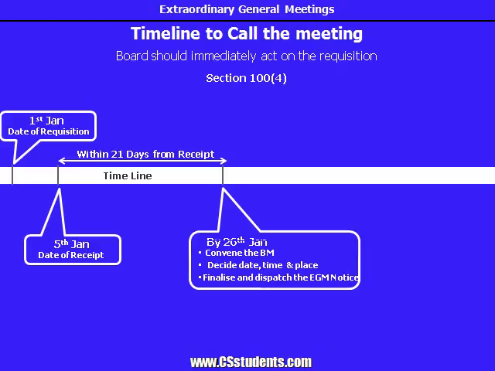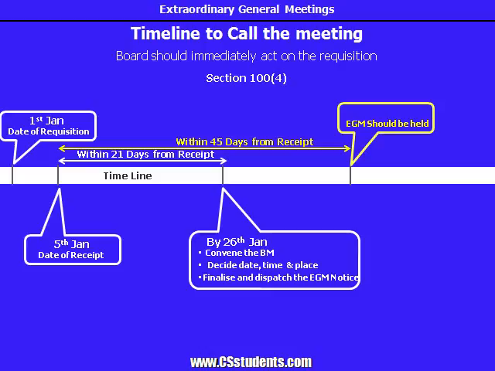Means by 26th January, the board will have to decide the date, time, place of extraordinary general meeting, and send notice to the shareholders. And such extraordinary general meeting must be held within 45 days from the date of receipt of requisition. So, in our example, if the requisition is received on 5th January, the board will have 21 days from 5th January to call the meeting and dispatch the notices to all the shareholders.